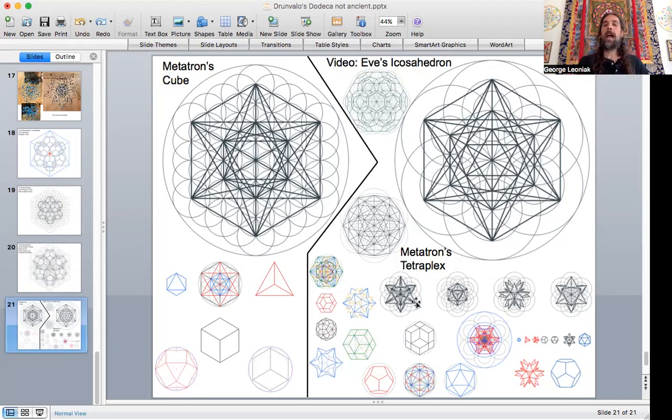Some of the other patterns that are contained in this, we've got the major standbys in the Metatron's Cube, of course, of the cube, octa, and tetra, the cube, octahedron, rhombic dodecahedron, and a couple other truncations that we can do within this pattern.